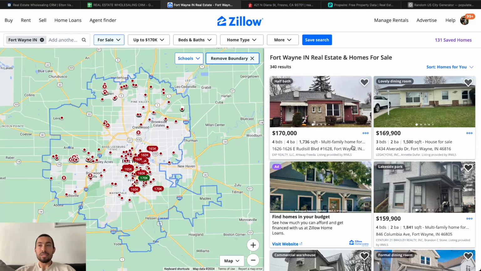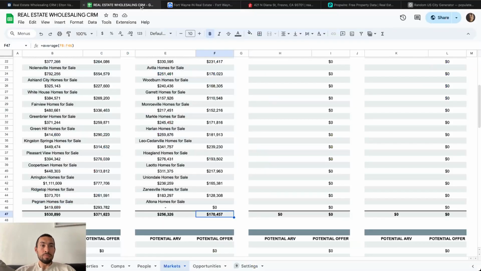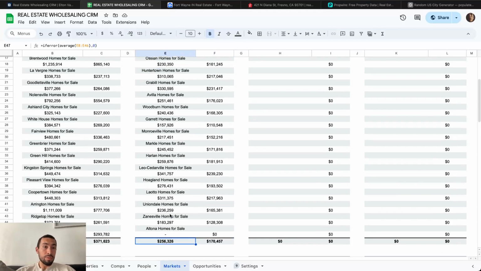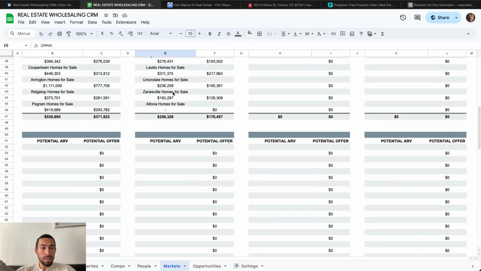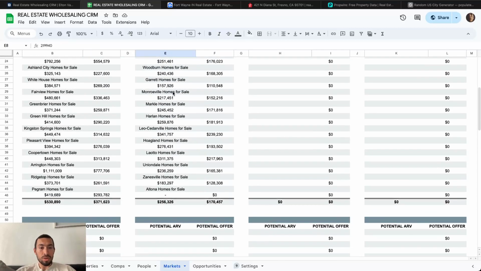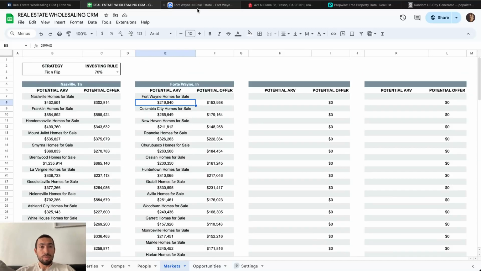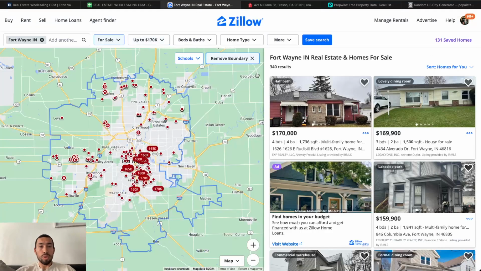And again, that took less than a minute to find all of these 340 results, where I can buy them at 70% of the ARV, because the potential ARV could be 256, maybe a little bit more. How much? 219 on Fort Wayne, but average 256. So again, I can push a little bit more, but I have to do my due diligence. But literally it takes seconds for you to go through all these.